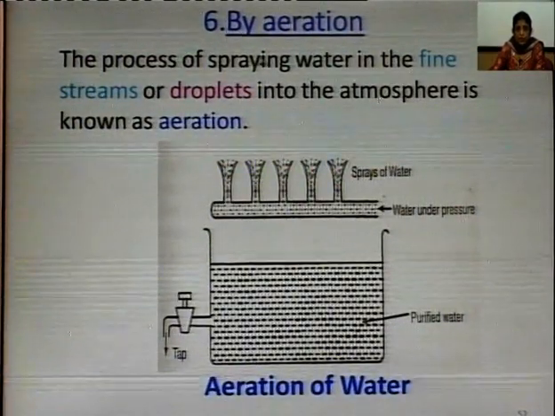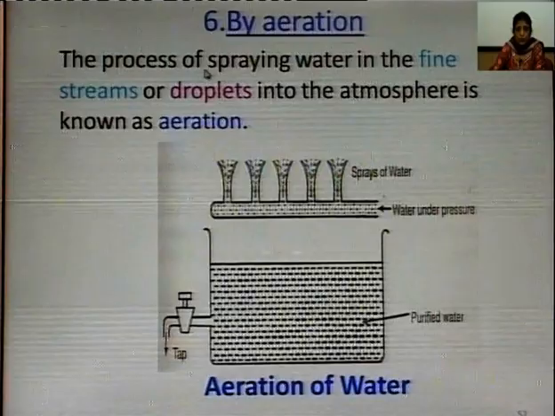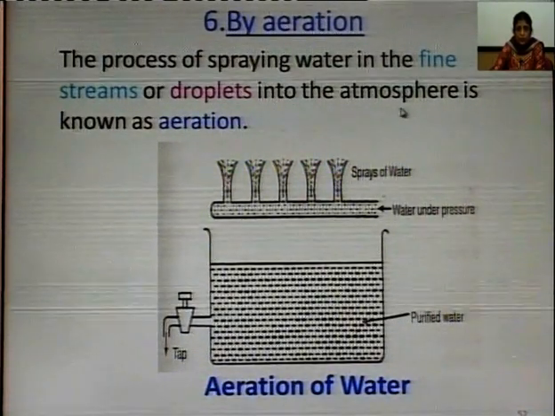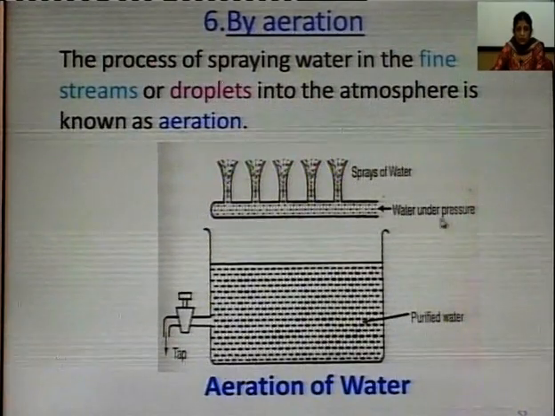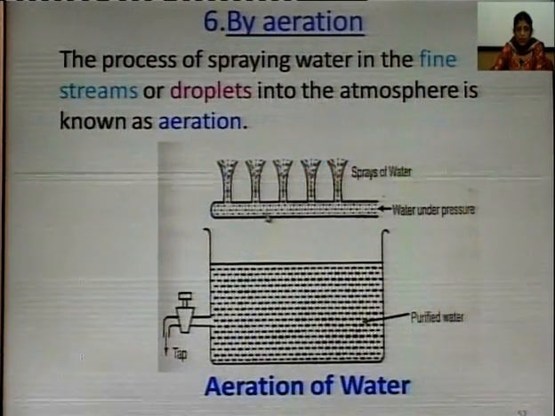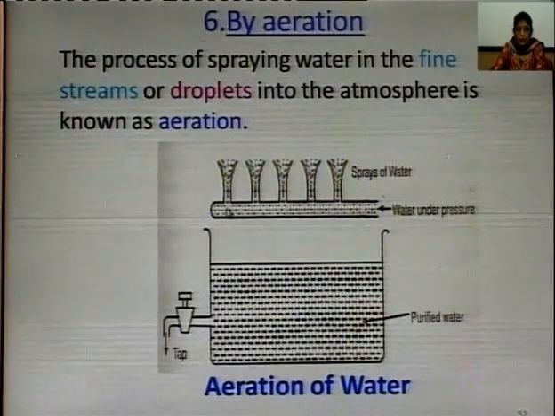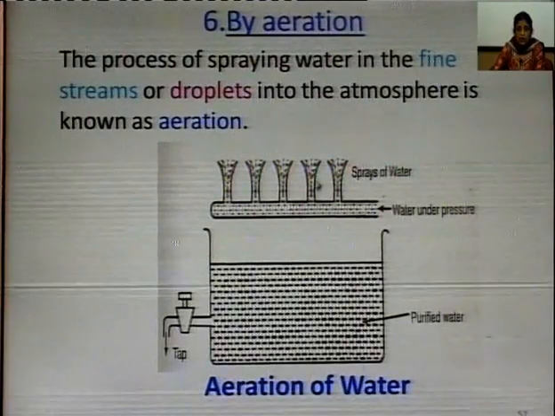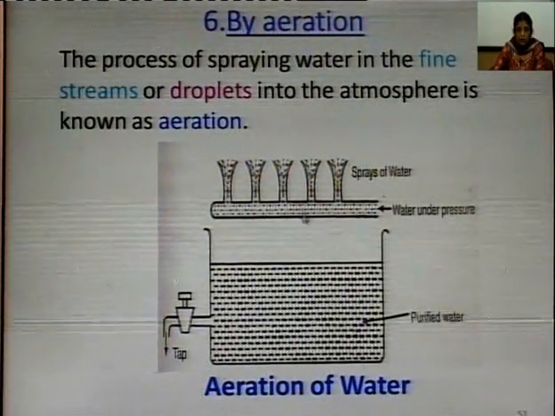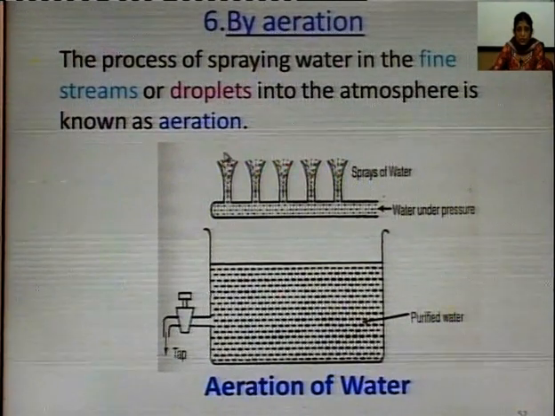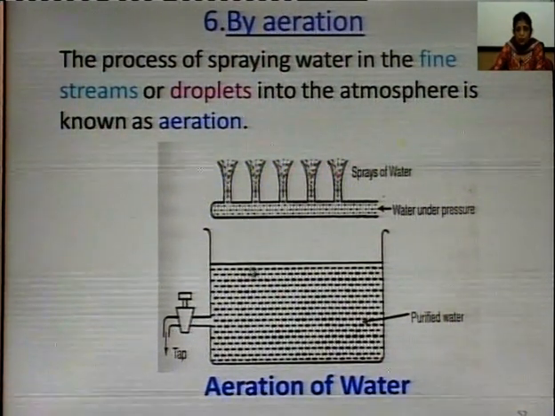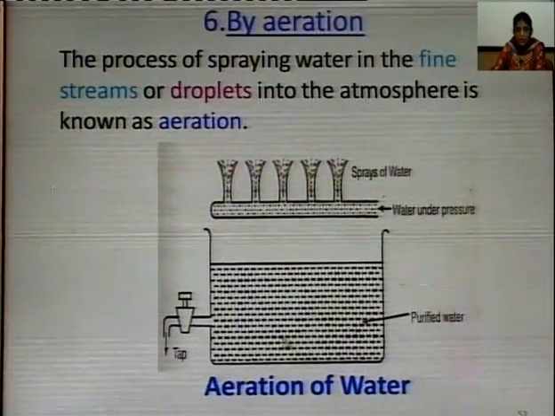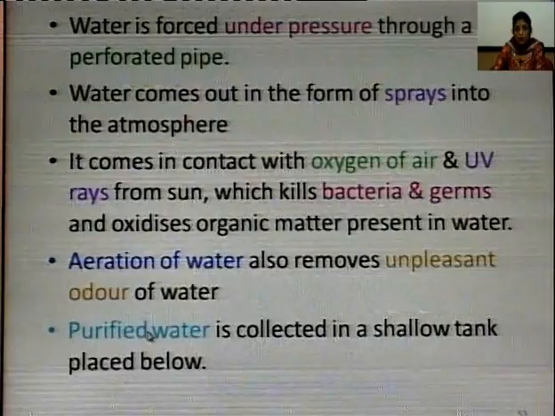The last method is by aeration. The process of spraying water in fine streams or droplets into the atmosphere is called aeration. So, you can see water under pressure is passed through this pipe and it sprinkles in the form of streams, and it comes in contact with air and oxygen, which kills germs and bacteria, and purified sterilized water is collected in this container, from where it can be taken out.